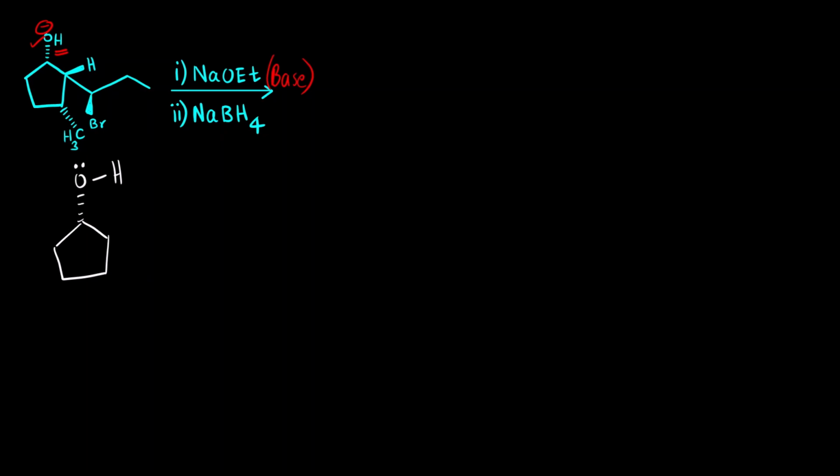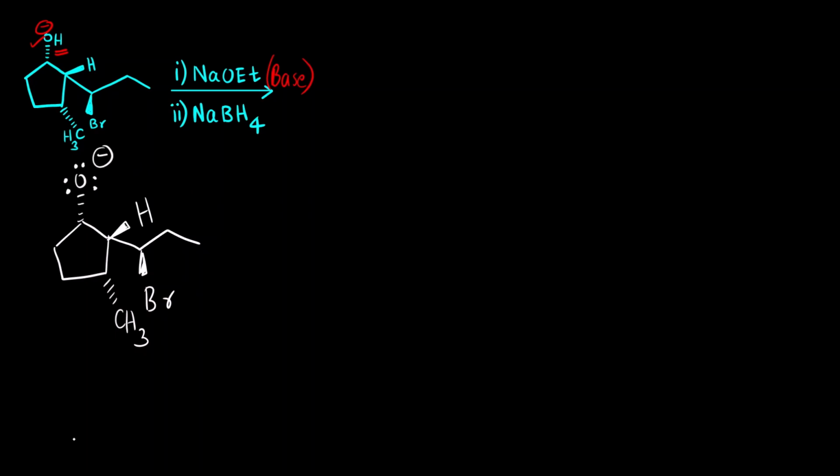OH, oxygen has 2 lone pairs. Bromine is above the plane, and here the hydrogen is above the plane and methyl is below the plane. Okay, so the first step will be OEt, a base. It will abstract this proton and the electrons will be given to oxygen. So what we will get? O minus, lone pair O minus.